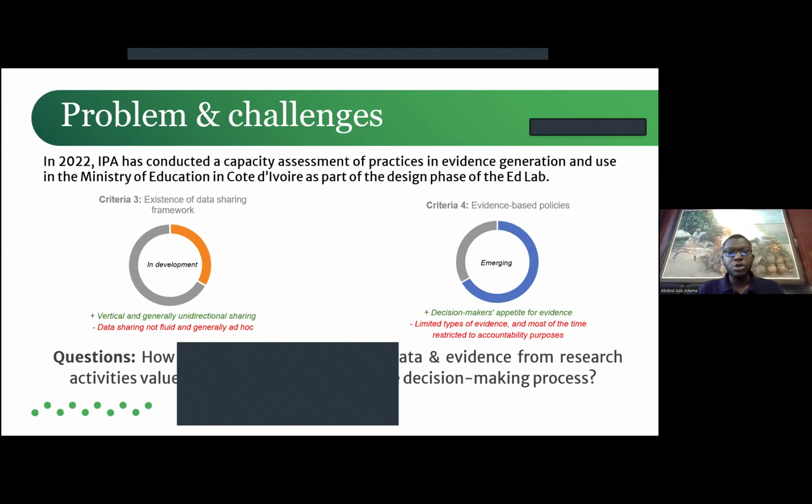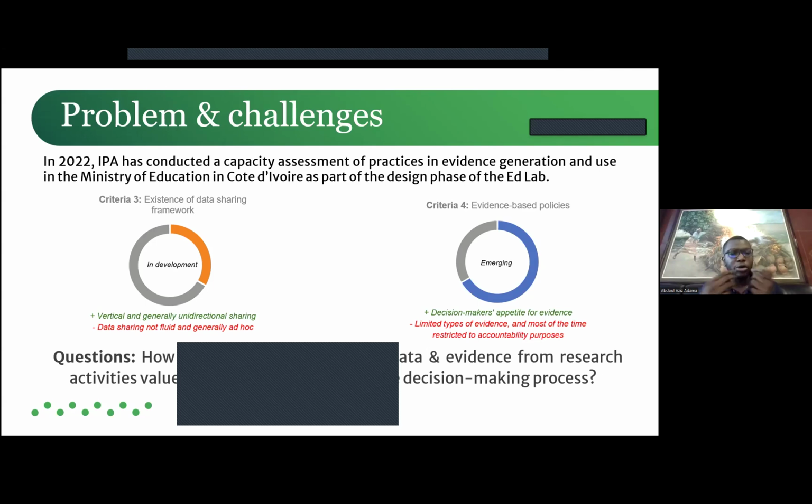And here I will show you two main criteria that we can discuss. The first one: during this capacity assessment, one criterion was to assess if evidence and data were shared among actors. We realized that there was a big challenge, and the criterion was assessed at three levels: emerging system, developing system, and developed system.